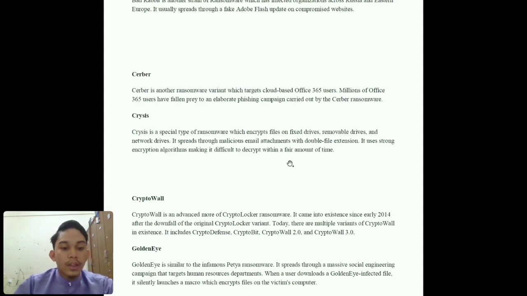GoldenEye. GoldenEye is similar to the infamous Petya ransomware. It spreads amidst social engineering campaigns that target human resource departments. When a user downloads a GoldenEye affected file, it silently launches a macro which encrypts files on the victim's computer.